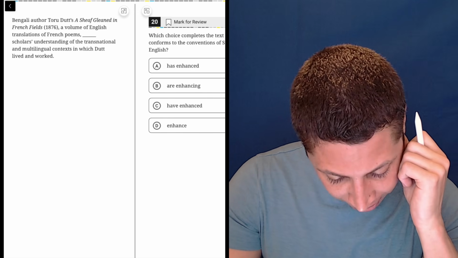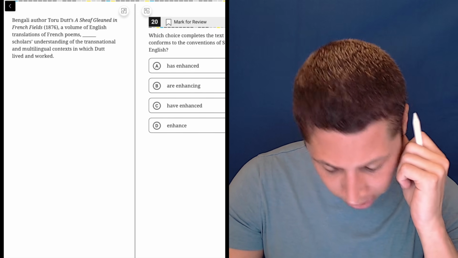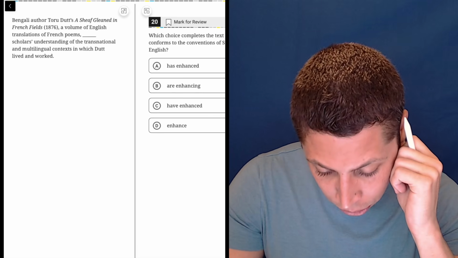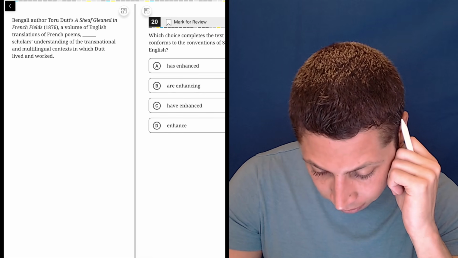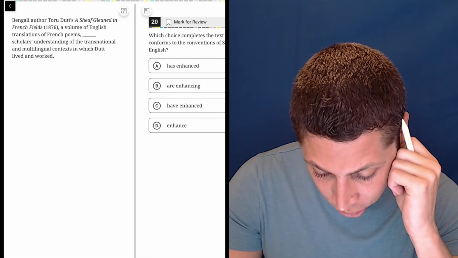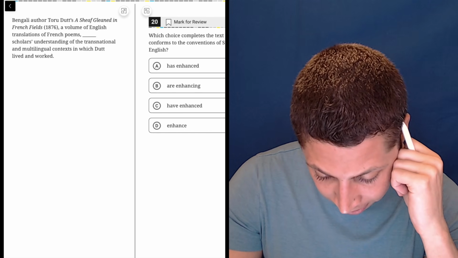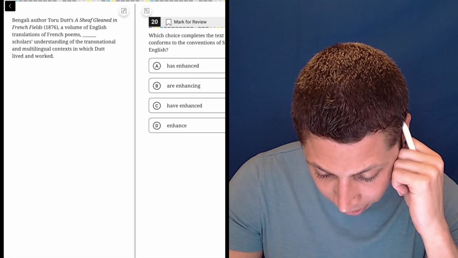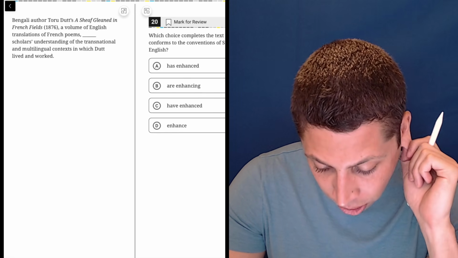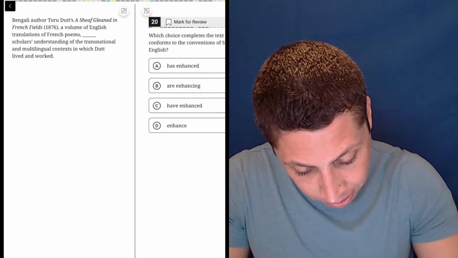Okay, so this is like tense or maybe singulars and plurals. Bengali author Toru Dutt's Sheaf Gleaned in French Fields, a volume of English translations of French poems, has enhanced scholars' understanding of the transnational multilingual context in which Dutt lived and worked. So it's a singular thing.